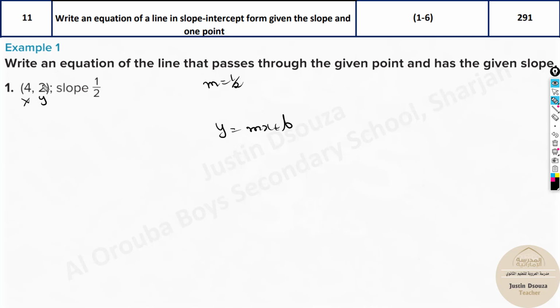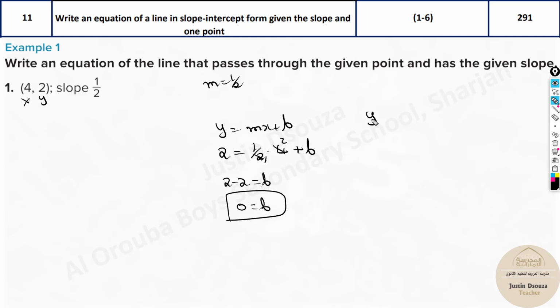Now, you have been given a point, so substitute the point over here. Instead of y, I will substitute 2, equals m, which is half, times x, which is 4, plus b. Now solve this. It is 1 times 2, and take the 2 to the other side. It will be 2 minus 2 equals b. That is 0 equals b. Now we found the b value.